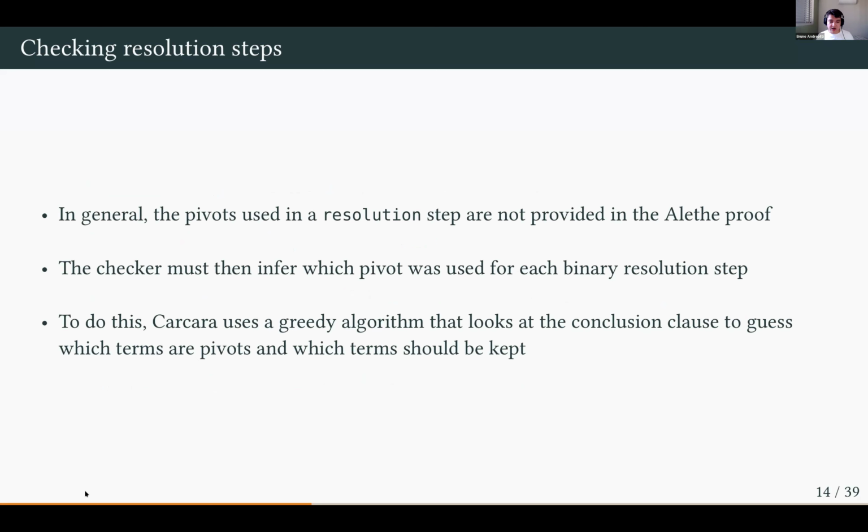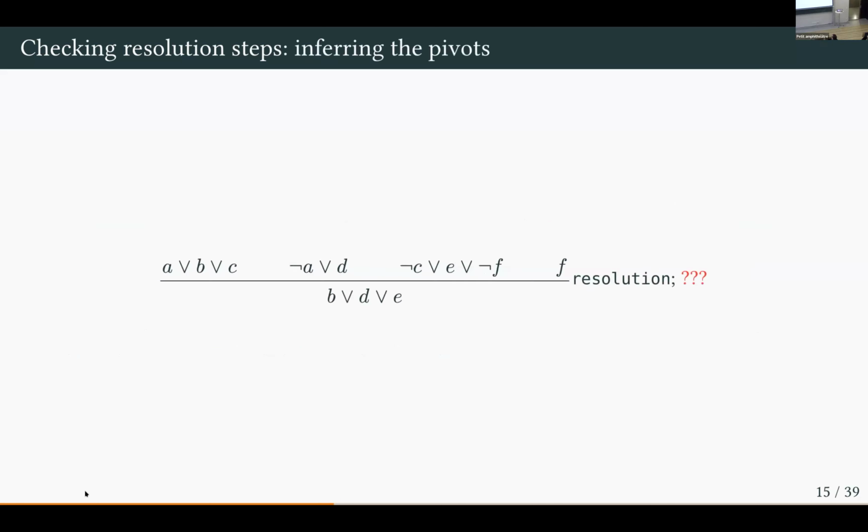So to do this, in Carcara, we use a greedy algorithm that's going to look at the conclusion clause of the proof, and it's going to guess which of the terms are pivots based on which terms appear in the conclusion. So here's an example of how this works. Let's say we have this resolution step and we don't know the pivots.